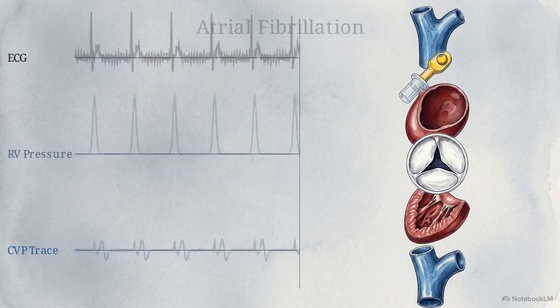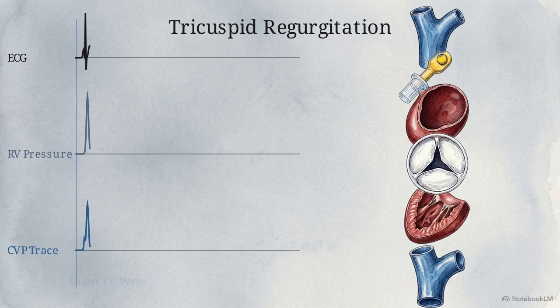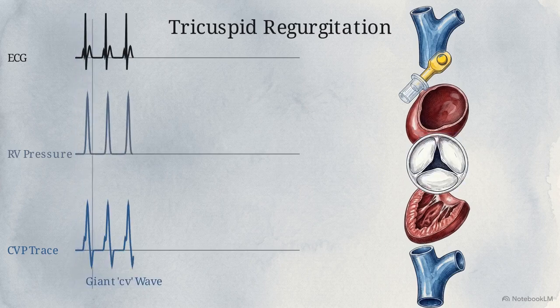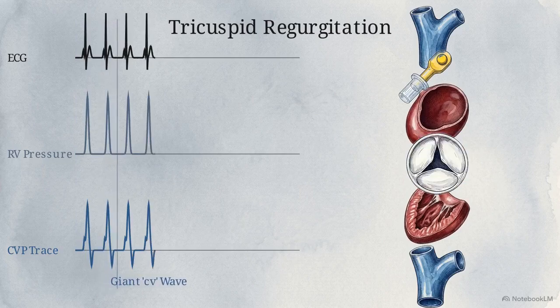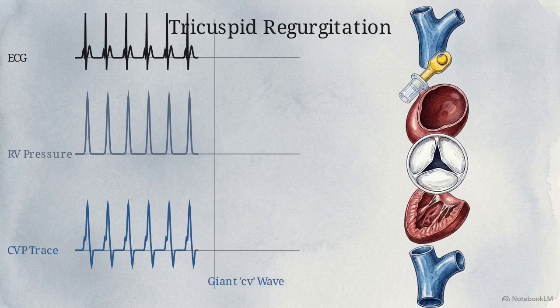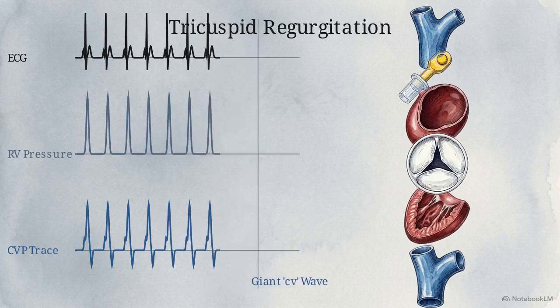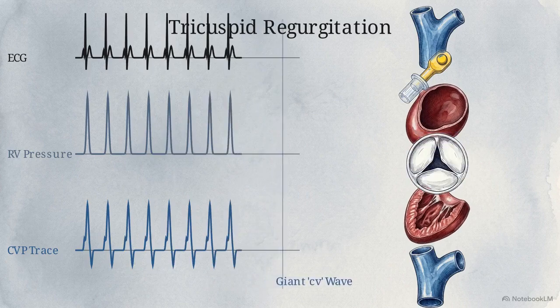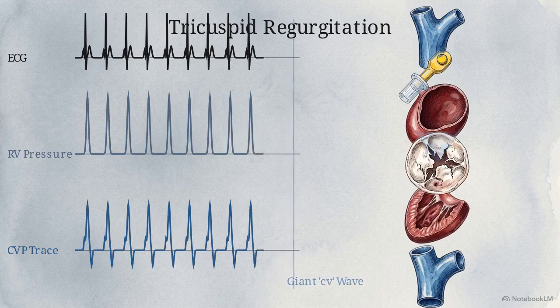If the tricuspid valve fails to seal properly, ventricular systole will force a jet of high-pressure blood backward into the right atrium. In severe tricuspid regurgitation, this regurgitant volume obliterates the normal pressure drop of the X descent. Instead, the C and V waves merge together, forming a massive early pressure spike known as a giant CV wave.